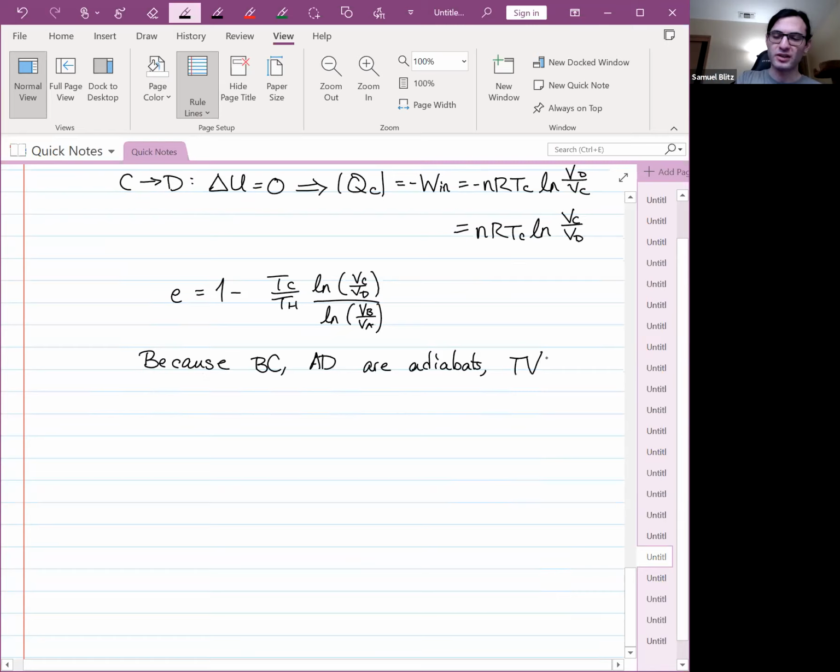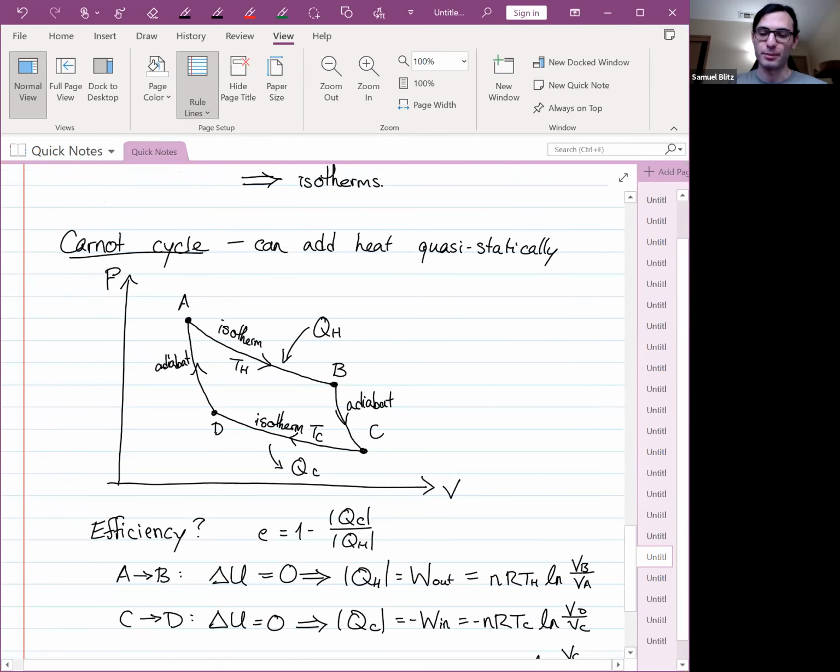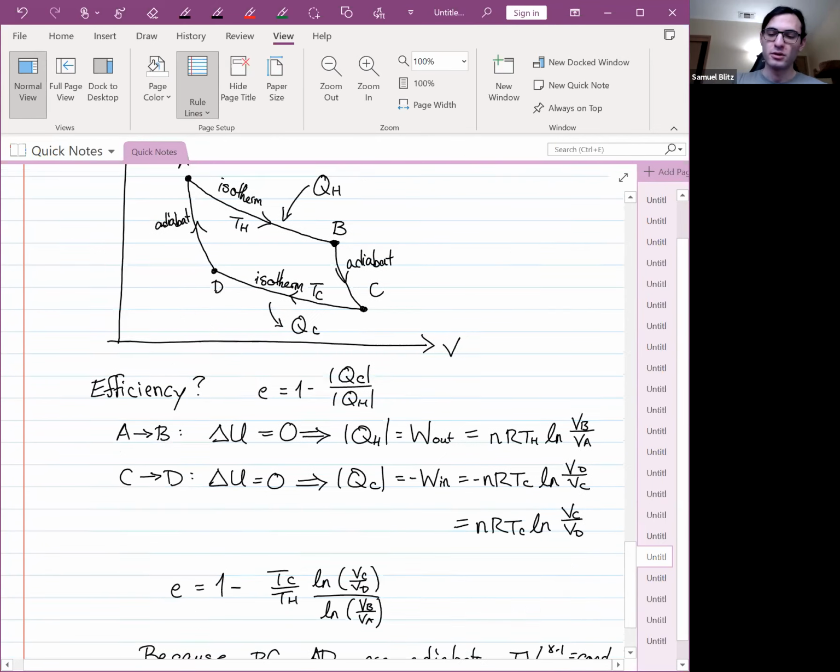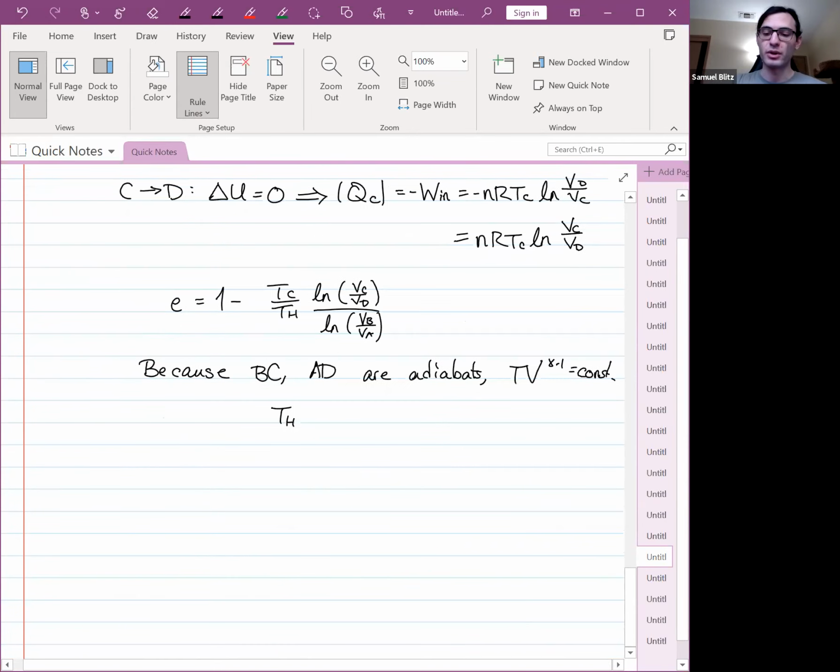We know that T times V to the gamma minus 1 is a constant, just like before. And so we have that TH, this is the hot temperature, this is at B, should be related to TC by this relationship. So TH times VB to the gamma minus 1 should be equal to TC times VC to the gamma minus 1.